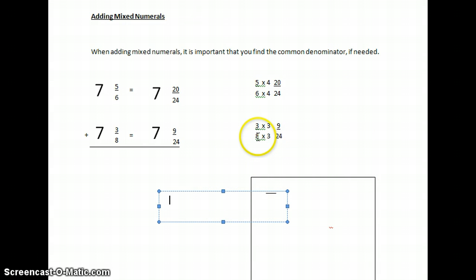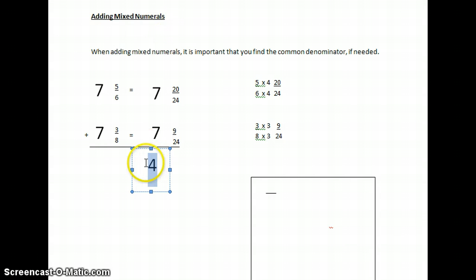I'll say, well, 8 times 3 equals 24, so 3 times 3 has to equal 9. So I've got now my 7 and 20 24ths and my 7 and 9 24ths. Now I have my common denominator, so I'm just going to add the whole numbers, which 7 and 7 is 14. Well, let me get that 1 to show up. There, 14. And I add my numerators, and I get 20 plus 9, giving me 29 24ths.